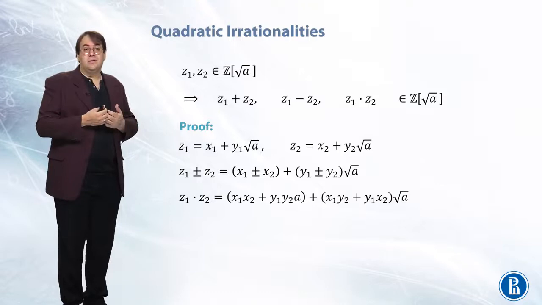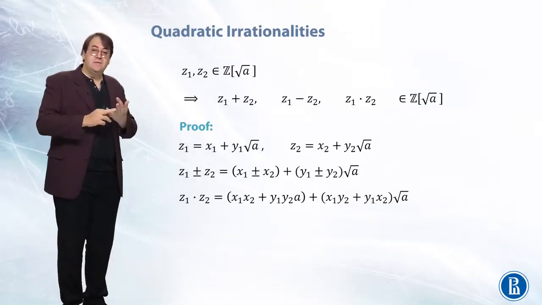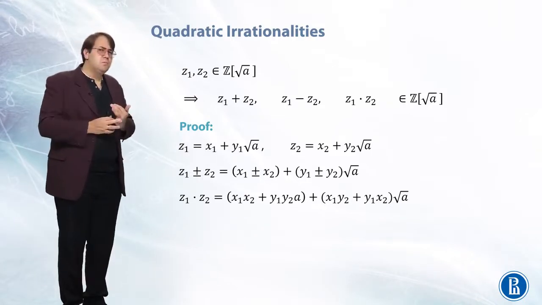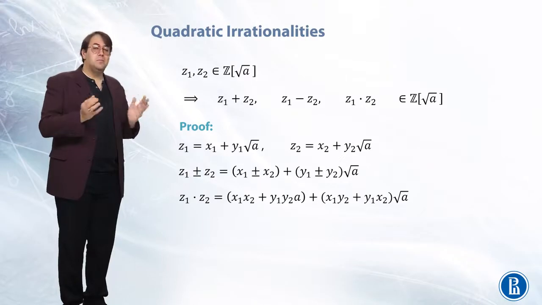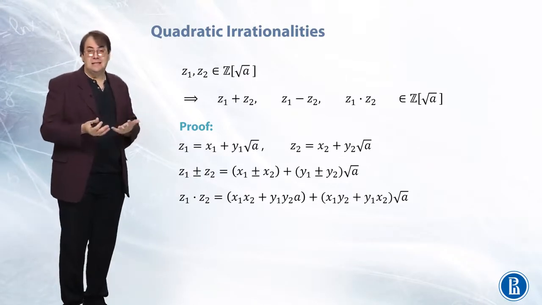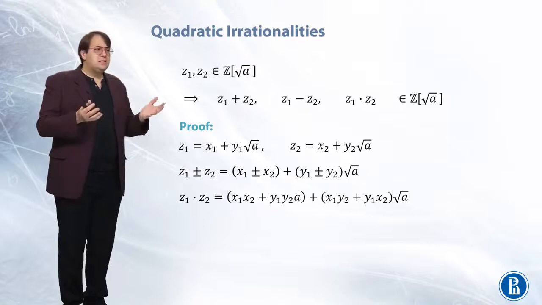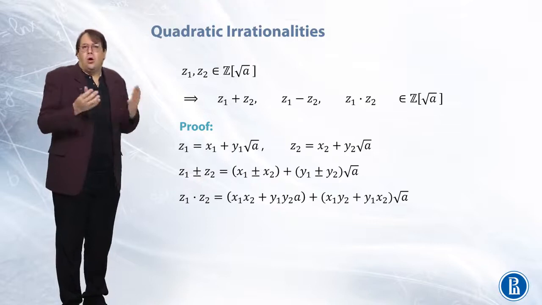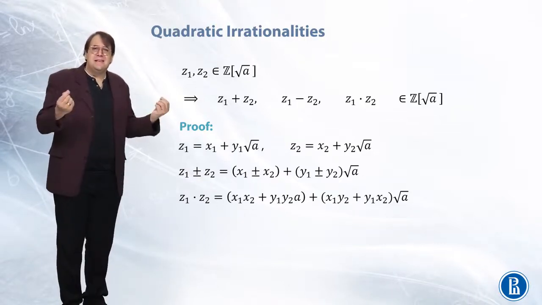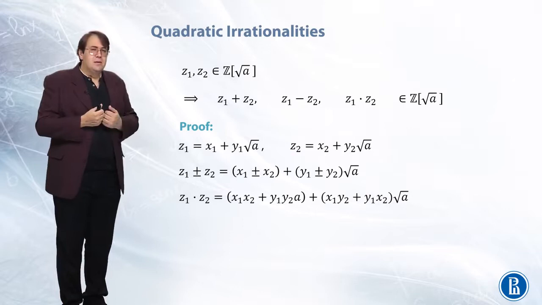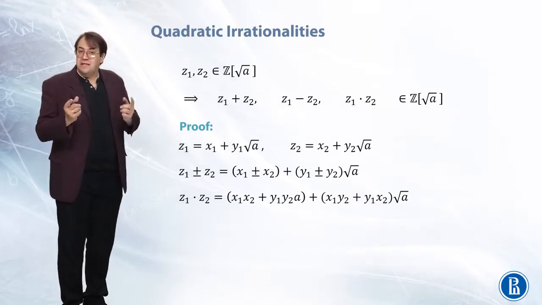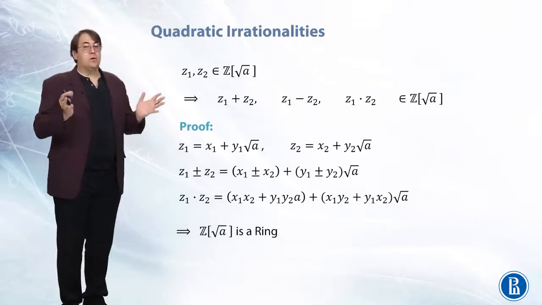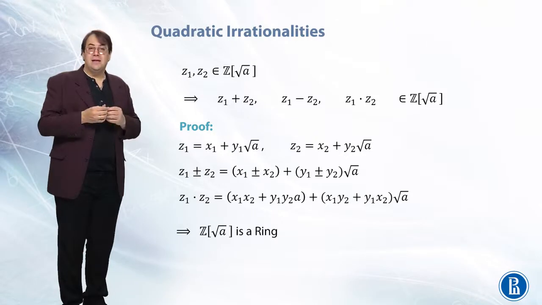So we understand that Z of the square root of a is closed under operations of sum, difference, and multiplication. It's obvious that 0 as a number and 1 as a number also belong to this set. Also, all of the standard properties of arithmetic operations, of course, hold, because we are within the set of real numbers. What does this mean? This means that we're dealing with a ring. Z of the square root of a is actually a ring.